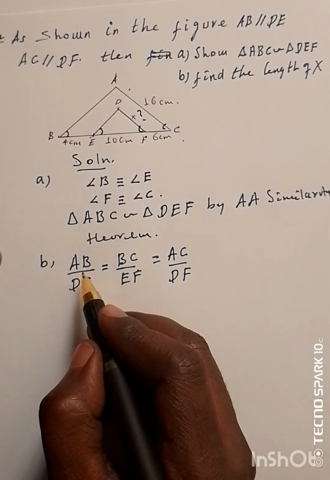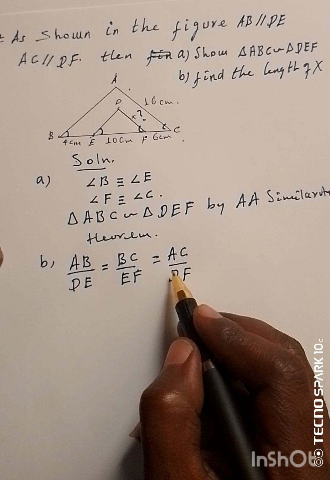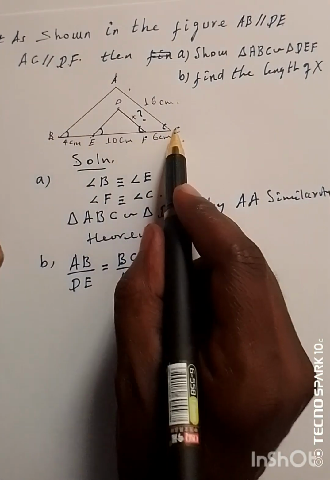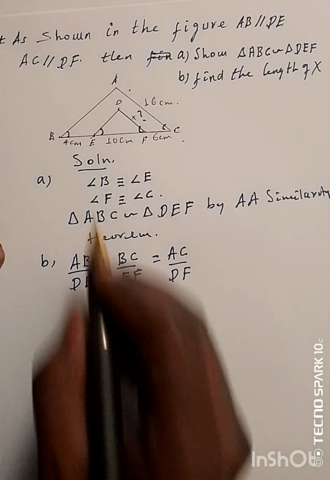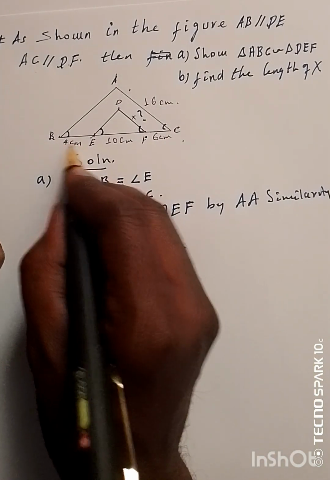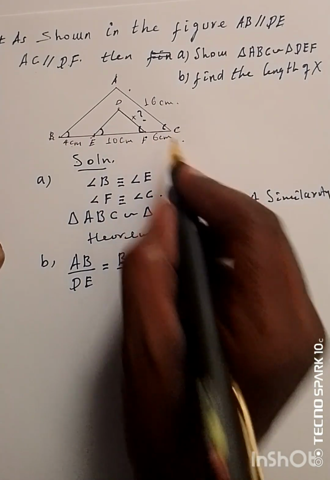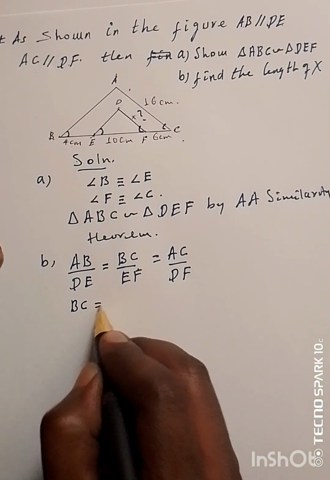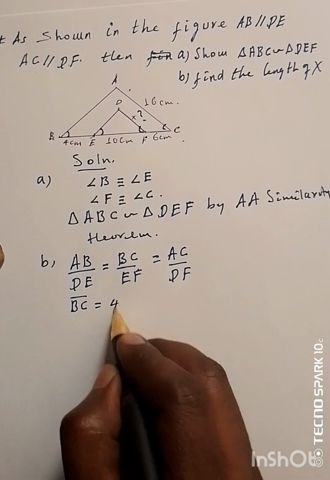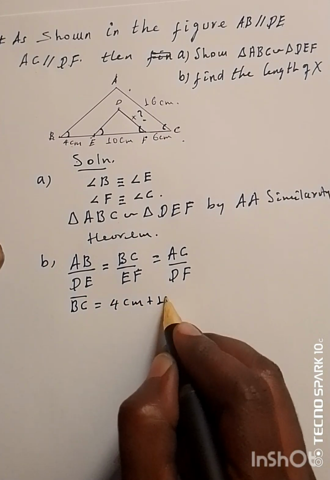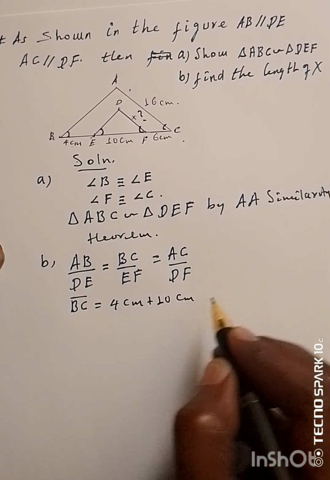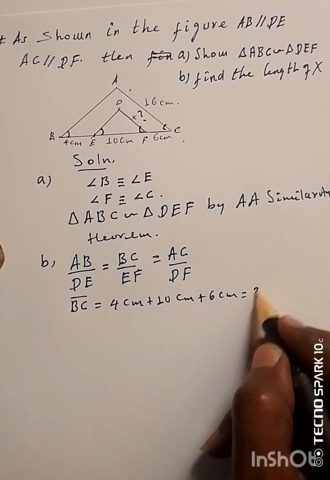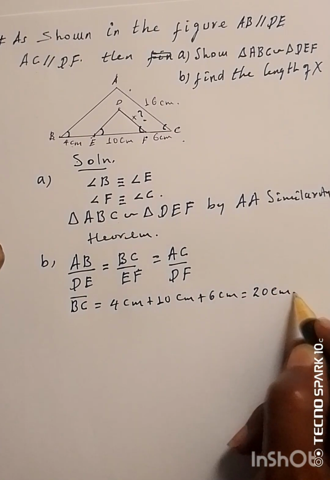So from this side proportionality we have here, BC means the sum of these lengths: 4 centimeter plus 10 centimeter plus 6 centimeter. So side BC is 4 centimeter plus 10 centimeter plus 6 centimeter. This is 20 centimeter.